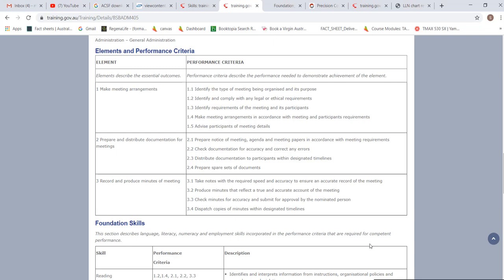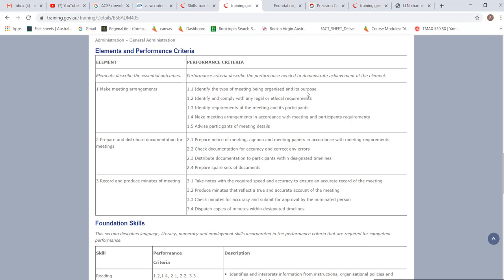Okay. So if we're going to teach the unit organized meetings, what level of LLN would we need a student to be for them to survive and understand the unit? Now, the first step we want to do is identify those trigger words, as I said. So let's take a look at some examples. 1.1, okay, identify the type of meeting being organized and its purpose.